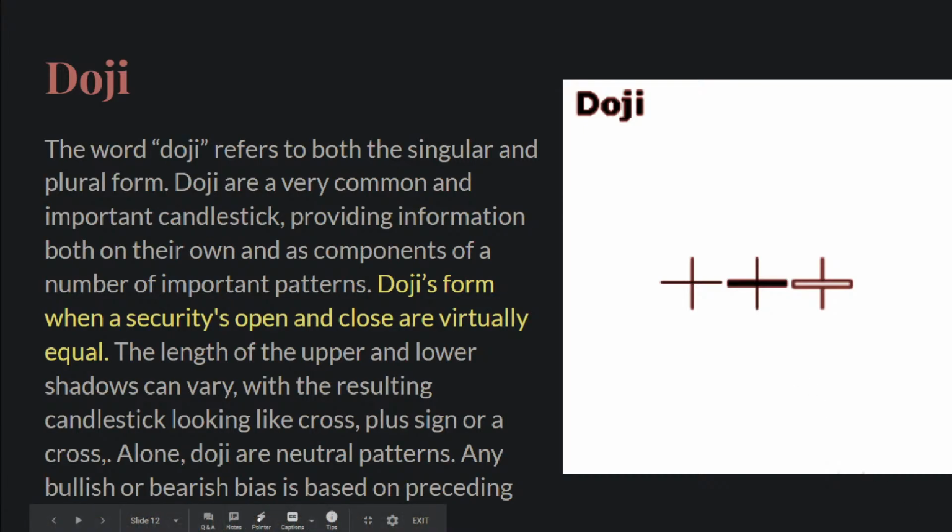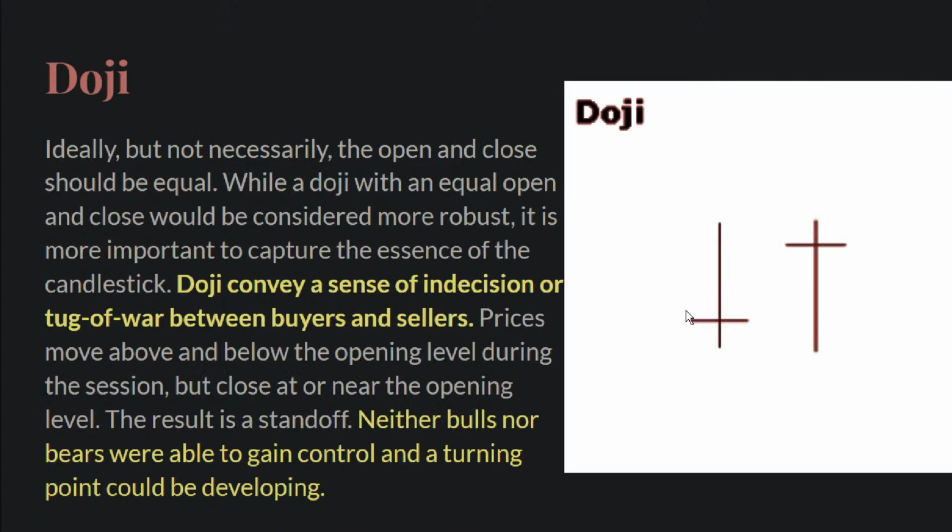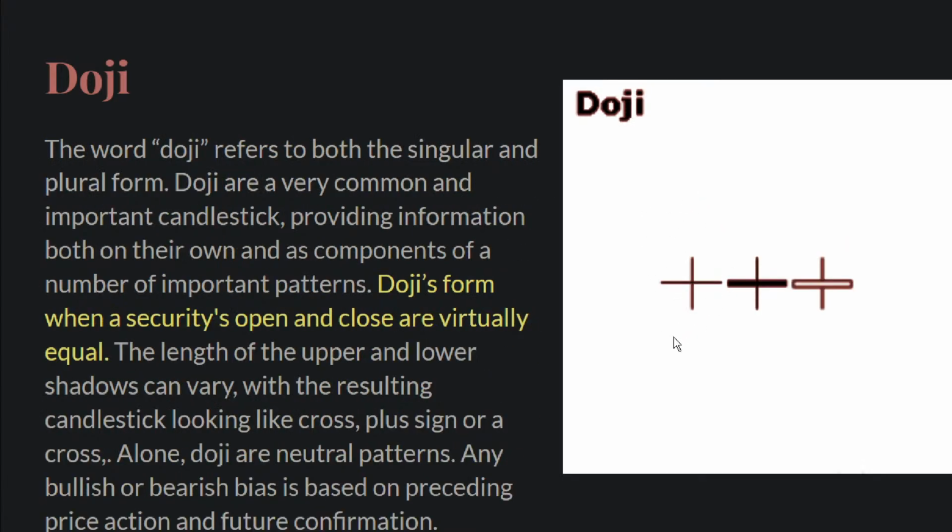Dojis form when a security's open and close are virtually equal. So in this case, we can see it opened at this flat line here, at that price. It opened at that flat level, and then it went up as high as the wick went, and then it also at some point in that candle went as low as that point. Sorry about that. And as a result, it ended exactly where it started.